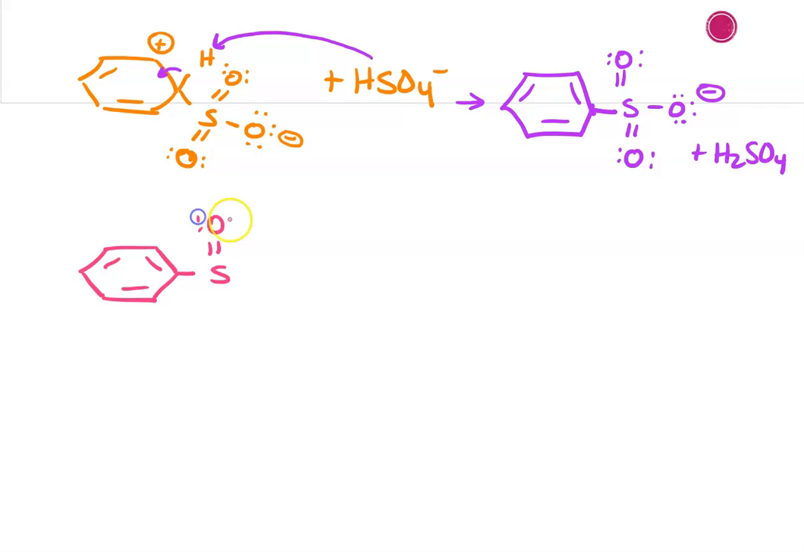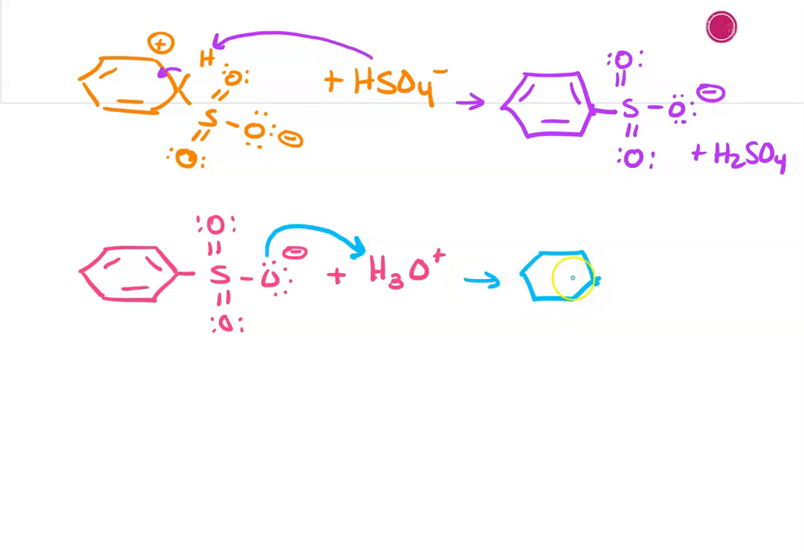So we have S double bond O, single bond O, and it is negative. And then we take our hydronium here, or H3O plus, and the electrons here come by and steal one of those hydrogens. And so we end up with this lovely benzene sulfonic acid. So it goes now double bond, single bond OH, double bond. And everybody is happy, and we get some water out of the deal as well.